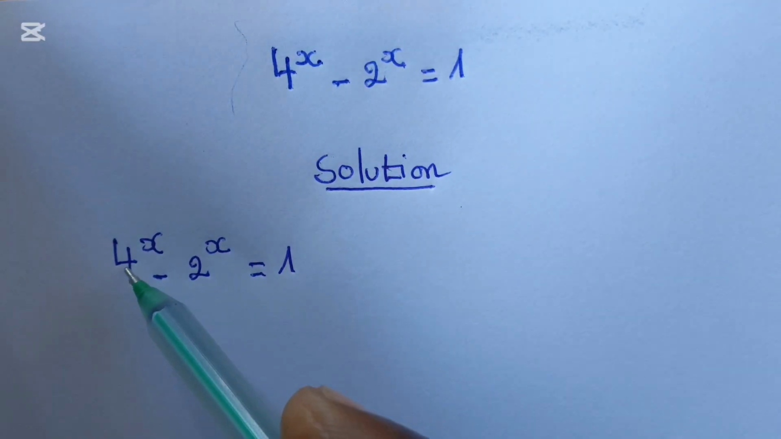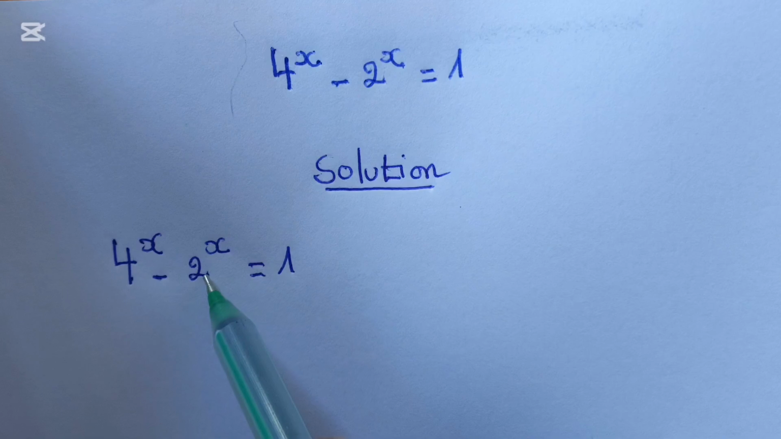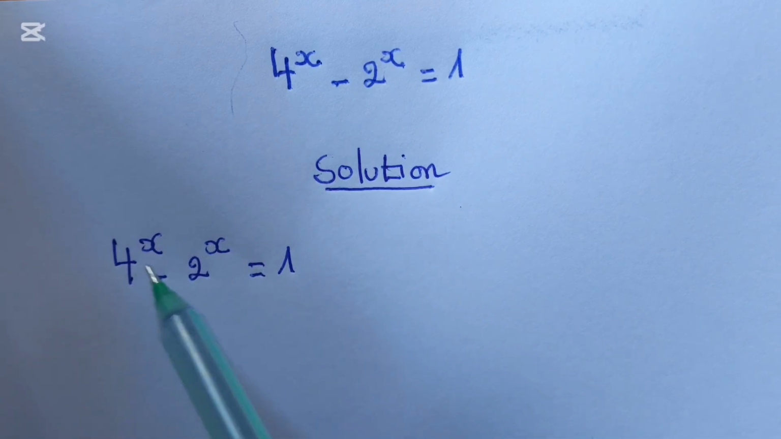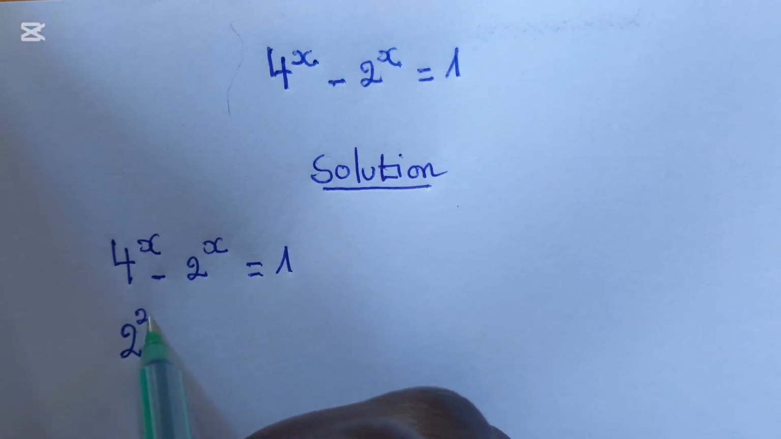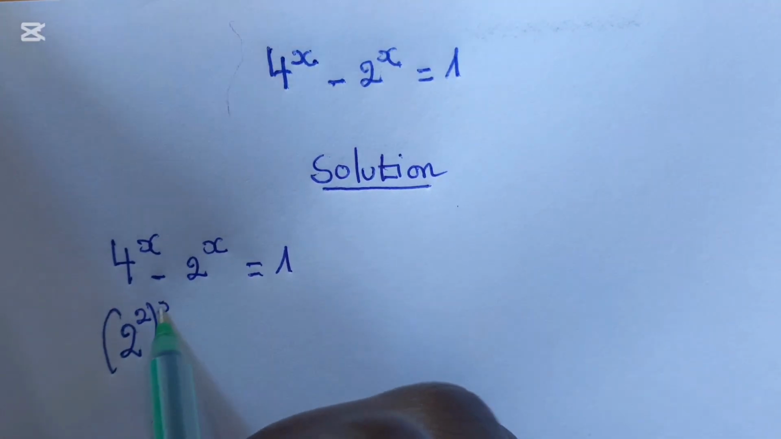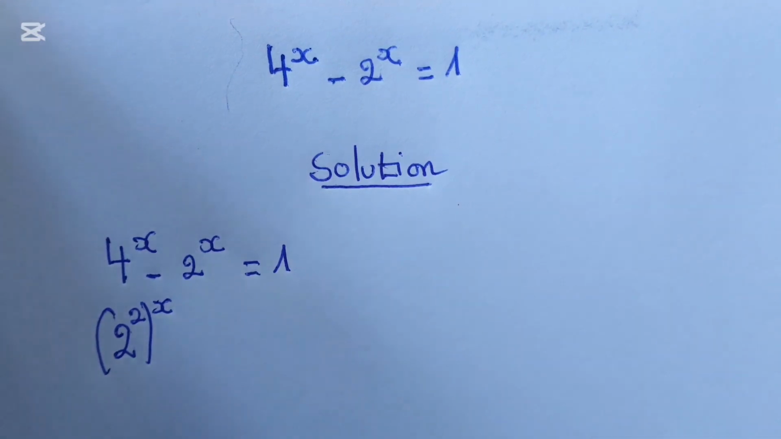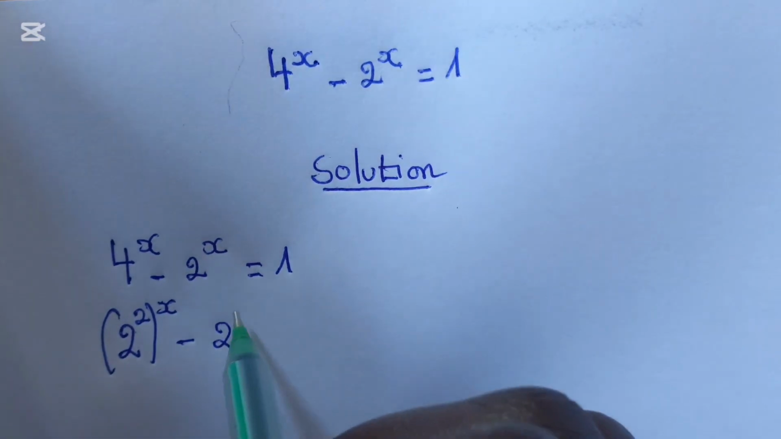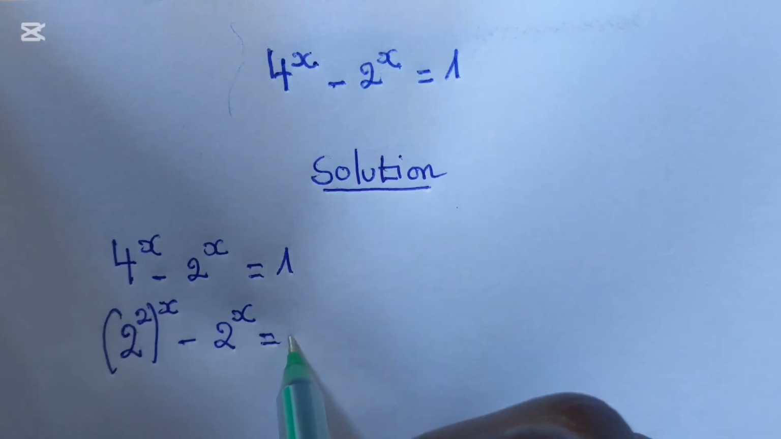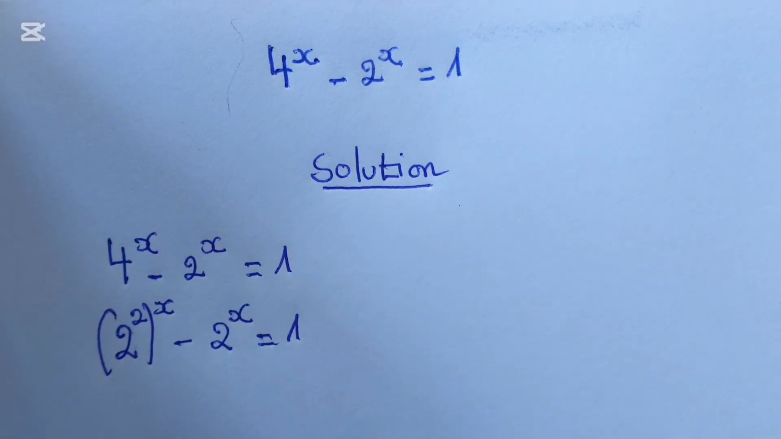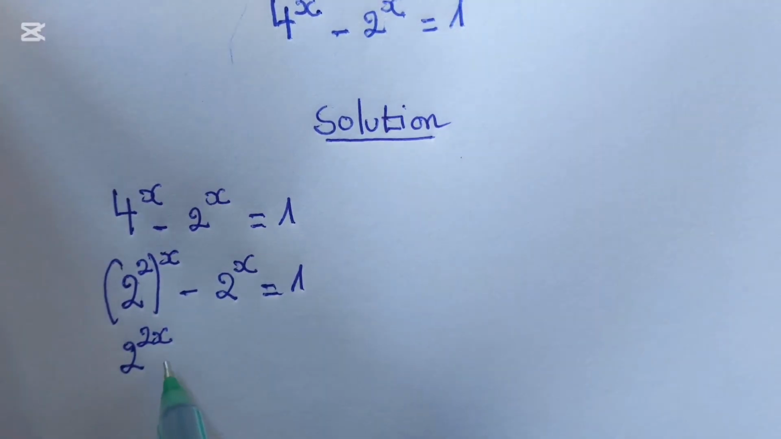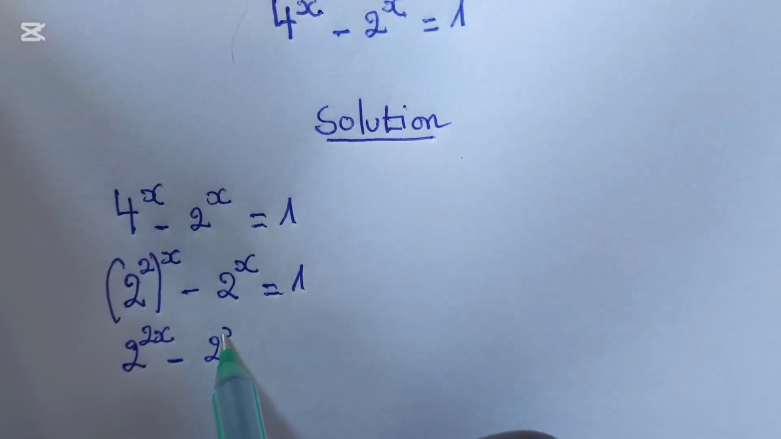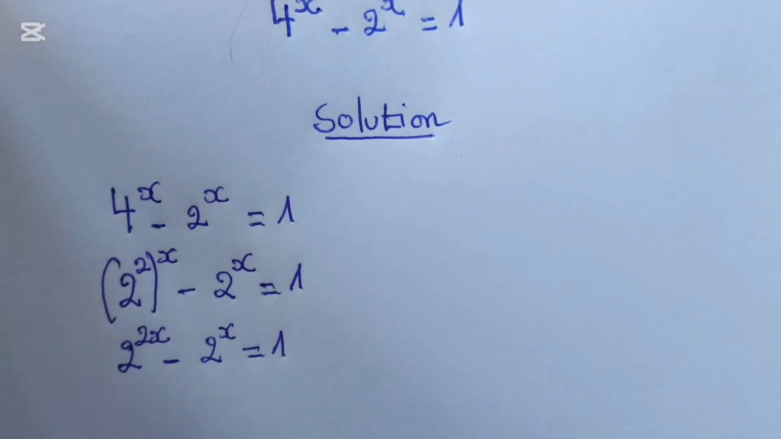Another thing, when you write a 4 and you have the base which is 2, we can translate this 4 into 2. We can write 2 to the power of 2 as 4, then power x, then minus 2 to the power of x, which equals 1. To mean that here this will be 2 to the power of 2x, and then minus 2 to the power of x, which equals 1.